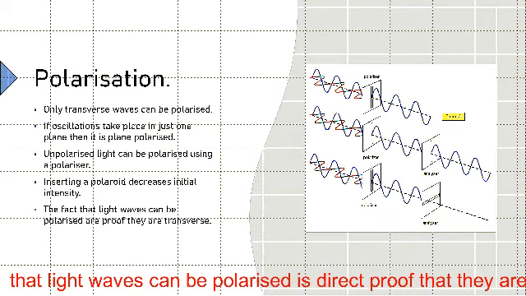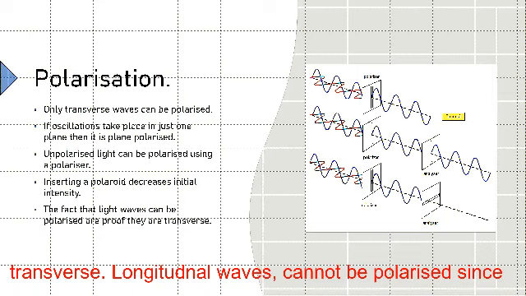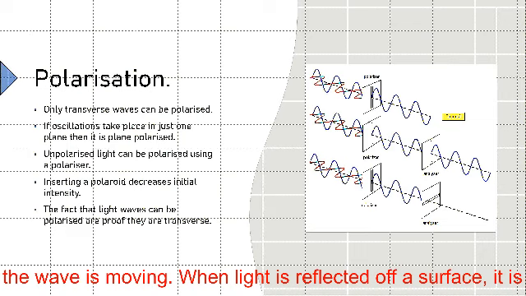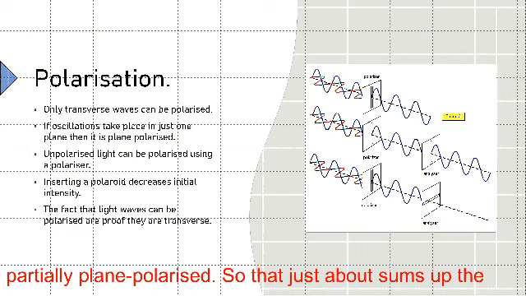The fact that light waves can be polarized is direct proof that they are transverse, because longitudinal waves, such as sound waves, cannot be polarized since their vibrations are parallel to the propagation, or the direction in which a wave is moving. When light is reflected off a surface, it is known as partially plane polarized.